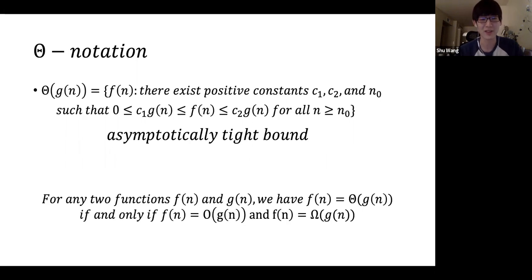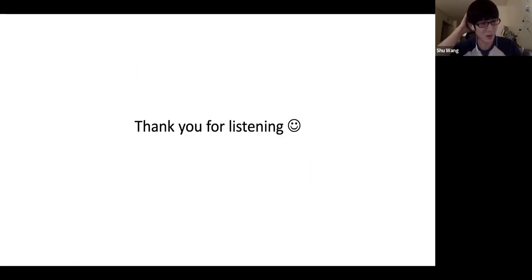And this big theta is an asymptotically tight bound. So we also have a theorem about two functions: when g of n is an asymptotically tight bound for f of n, it should satisfy these conditions. Next slide. Okay, so that's all.